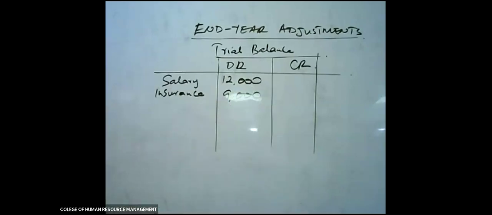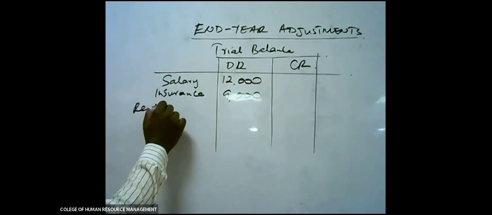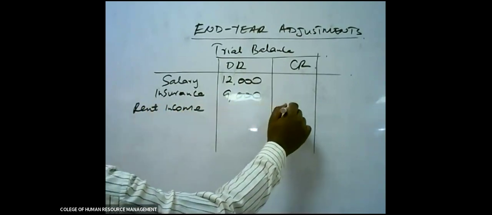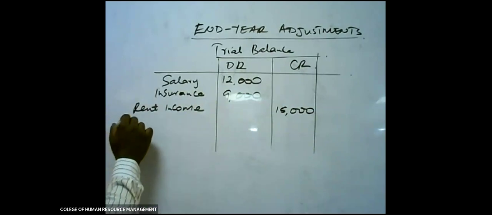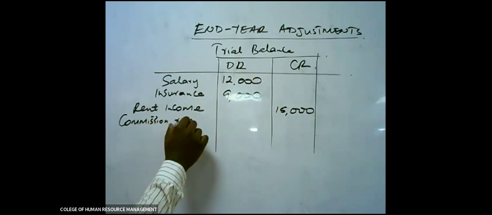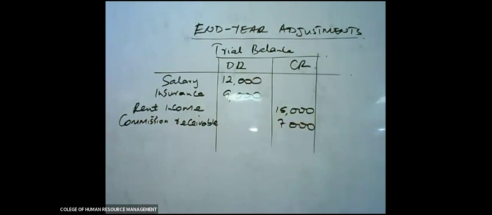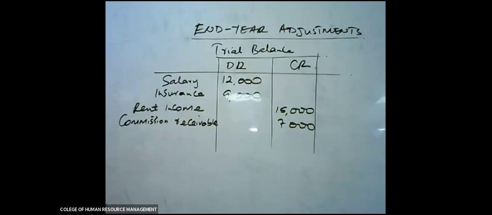And then all the incomes or revenues normally have the credit balance, something like the rent income, maybe it is 15,000. It will be on the credit because incomes will always have the credit balance. It can be commission received, maybe it is 7,000, it will be on the credit, and many others. The capital will be on the credit, the sales on the credit, and all that.